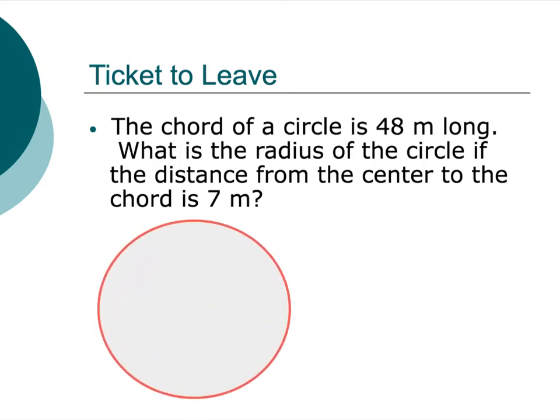So we got a circle, and it says the chord is 48. So I'm going to draw it over here, 48. And then what is the radius of the circle if the distance from the center to the chord is 7 meters? Ooh, a little bit of a change up. So that right there, this is 7. The whole thing is 48, so this is 24.